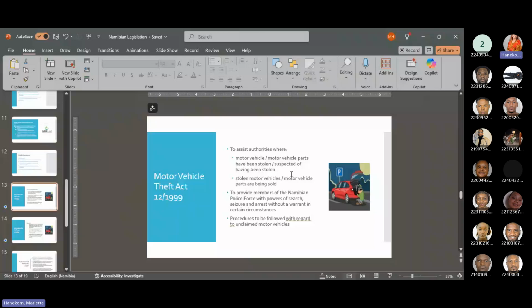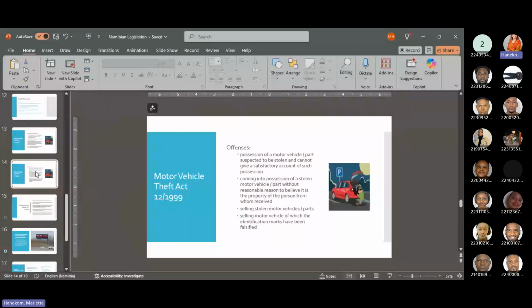It also increases the powers of the Namibian police force, their powers of search, seizure, and arrest when they suspect crimes relating to motor vehicles have been committed. And there's also a section which deals with unclaimed motor vehicles, how the government must go about dealing with these.